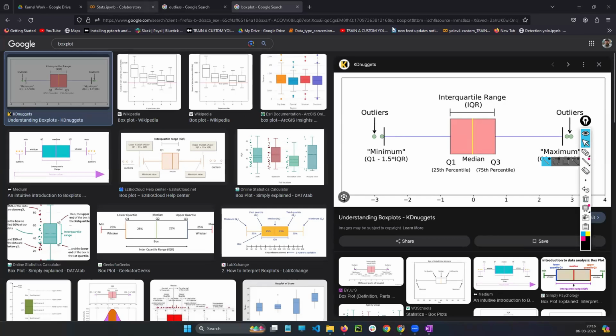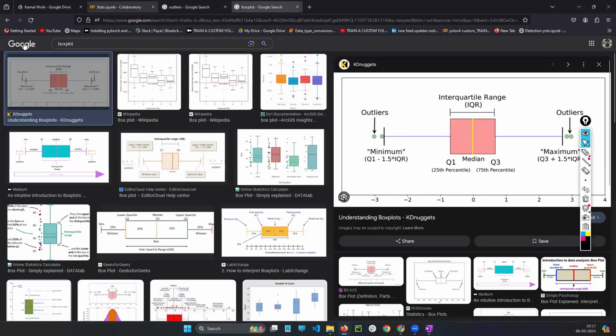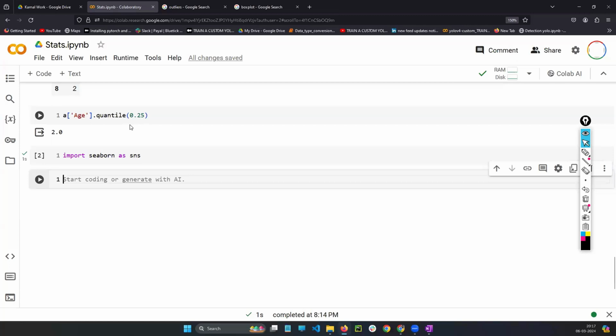So what you have to do is, first of all, this is the data. First you need to find out what values are known as outliers in this data, and how the image is showing them. Let's see, I will directly implement it, but you can't understand it directly.